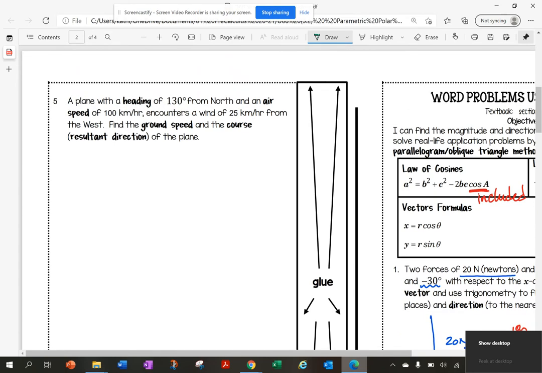One more, last one. Okay, a plane with a heading of 130 degrees from north and an airspeed of 100 kilometers per hour encounters a wind speed of 25 miles per hour from the west. Find the ground speed and the course of the resultant and the course of the plane.